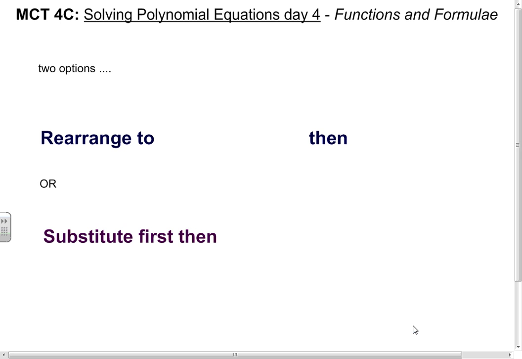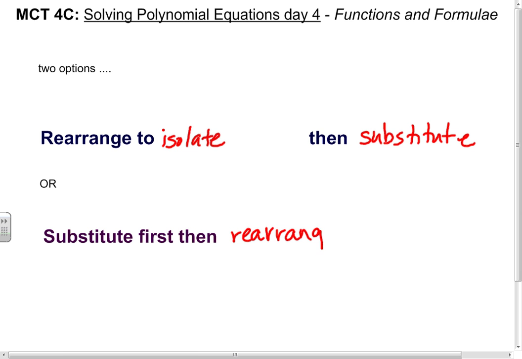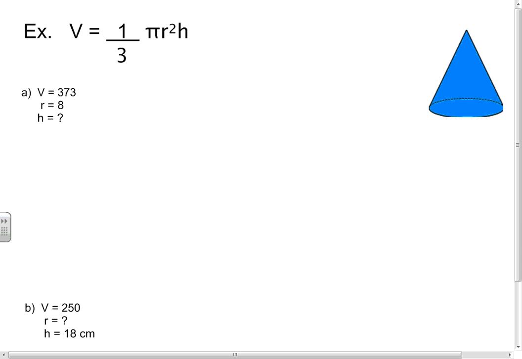There are two options. We can rearrange to isolate and then substitute, or substitute first, then rearrange. I'm a math head. I always like to do that first, but some of you like to put the numbers in and then rearrange to solve. Our first one is a cone, and we have a formula for volume.